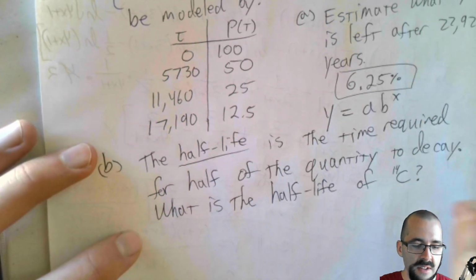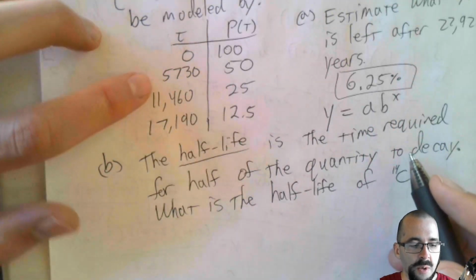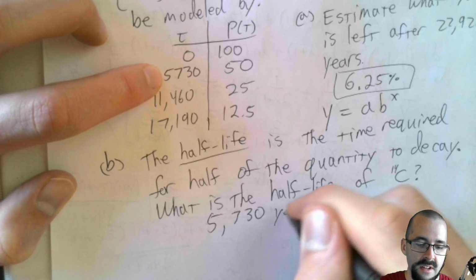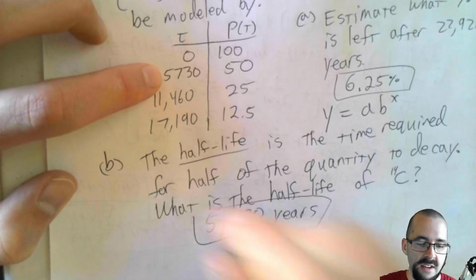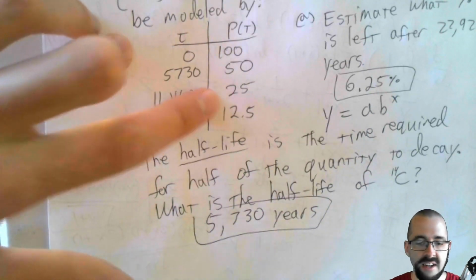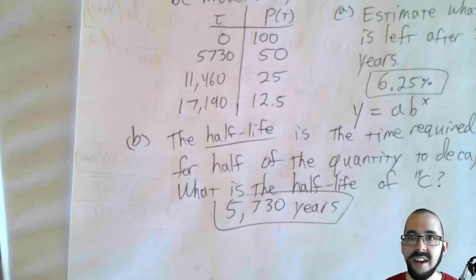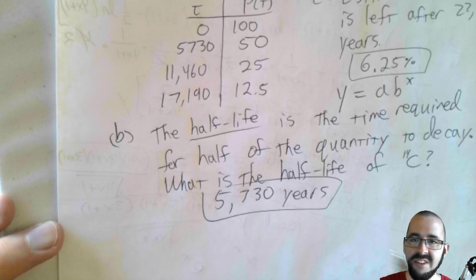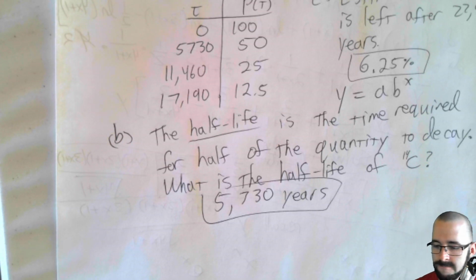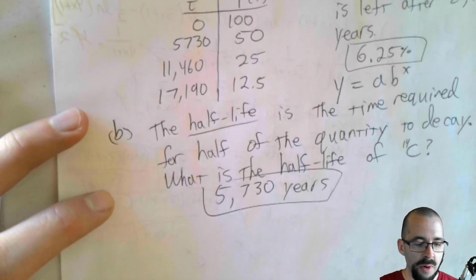Okay, so the question is, what is the half-life of this? Well, it takes 5,730 years for half of it to decay. After another 5,730 years, another half decays, and another half decays, and it keeps on getting cut in half. So that's what the half-life is. It's the time it takes for half of the things to decay.